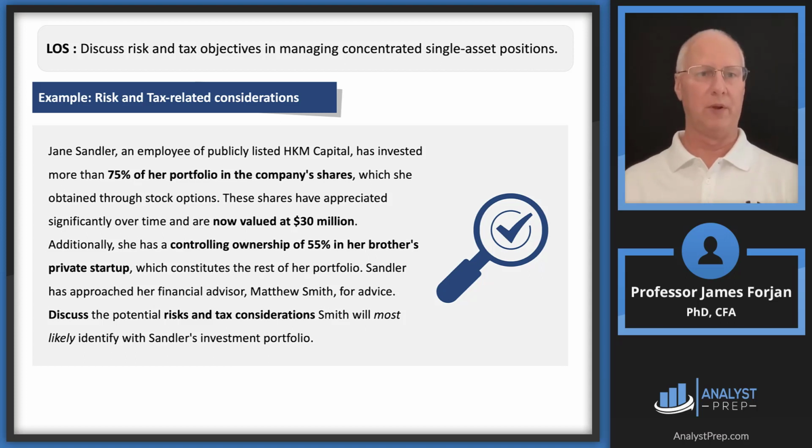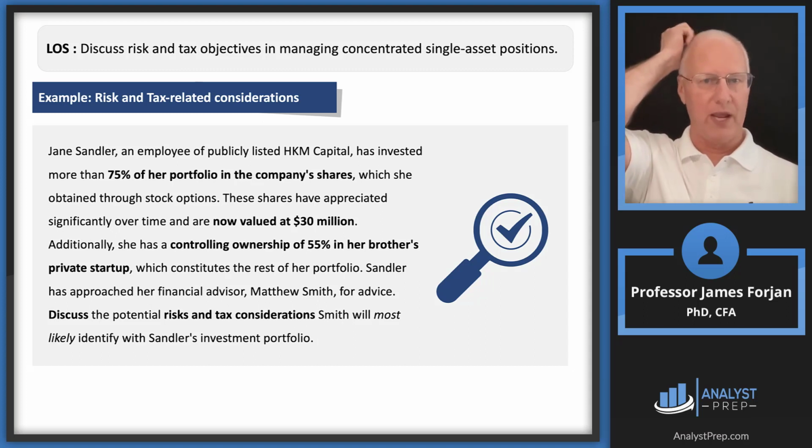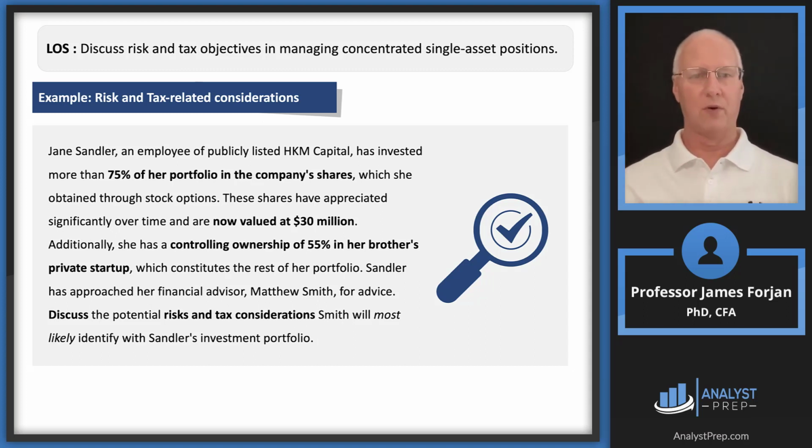So here's a good example here, risk and tax-related considerations. So we have Jane, 75% of her portfolio consists of the company shares. They've appreciated significantly, now valued at $30 million. All right, so there's an ultra high net worth client. Controlling ownership, 55% in her brother's private startup. So think about what that means.